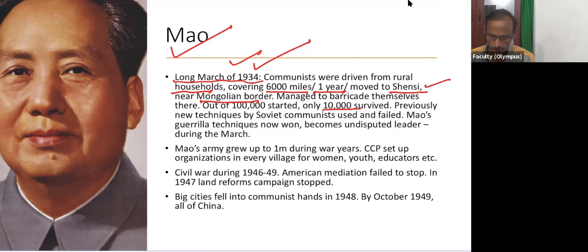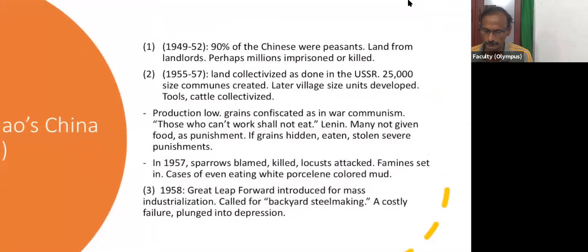Around this time, Mao also evolved his ideology of communism with Chinese characteristics, peasantry based. So that's what Mao was. So this was the position of nationalists versus communists. And the one event that affected this power balance was Japan's invasion. Okay, the role of Japan.